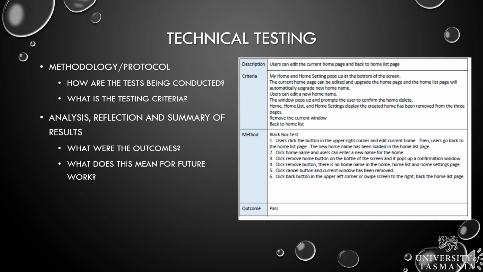So for example, they say here that users can edit the current homepage and go back to the homepage list. So what is the criteria that somebody has to use, and how did they actually test it, and did it actually pass or not? Technical testing is quite a common process, and there are many examples out there that will assist you in documenting this particular process in your own example.